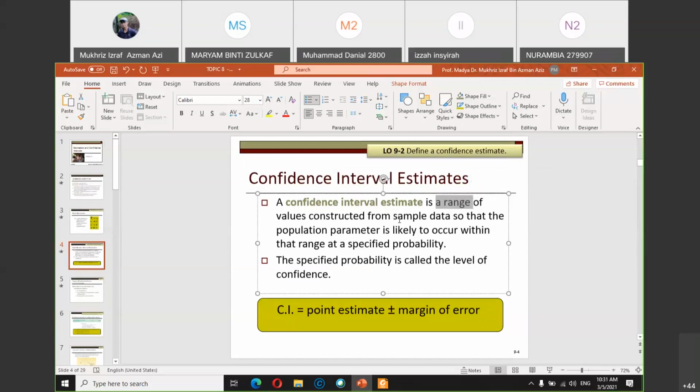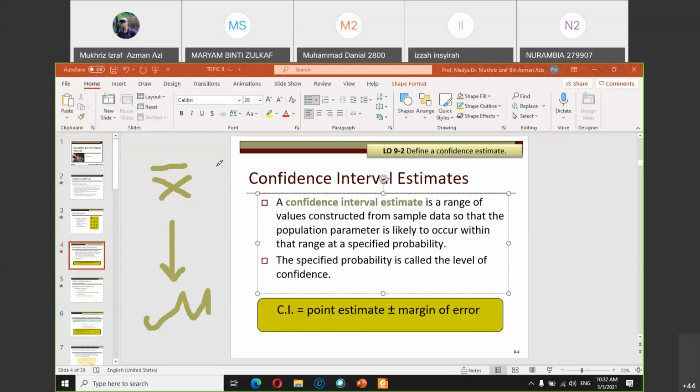It is constructed from sample data so that the population parameter is likely to occur within that range at a specified probability. What this one sentence means is that first you collect a sample and then you calculate your x bar, for example, the mean value. This mean value is your point estimate, and this point estimate is supposed to represent mu, which is the population mean.